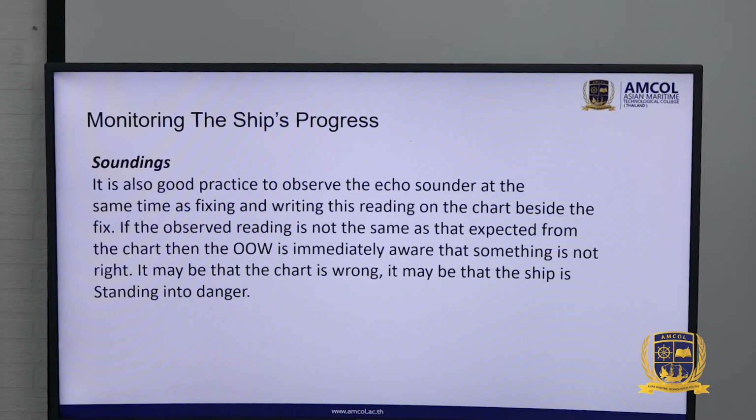Soundings. Why do you need soundings? Because it's another way to check position. Whatever the charted depth is on the chart, if suddenly you find the depth you are recording is different, then you need to be alarmed and have to take some action. Otherwise, the echo sounder is a good way to ensure that your ship is on the track.